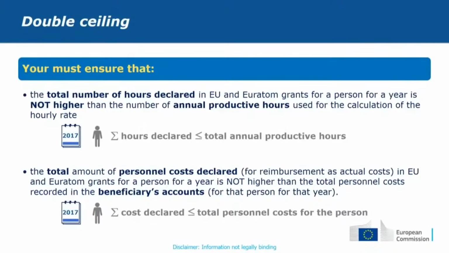And immediately related to this, we also have the second condition that says that the total of the personal costs declared for reimbursement as actual costs in EU and Euratom grants in a year cannot be higher than the total personal cost for this person in your accounts. So it's the same logic. You cannot make a profit, you can never declare more than the total of the personal cost of the person.